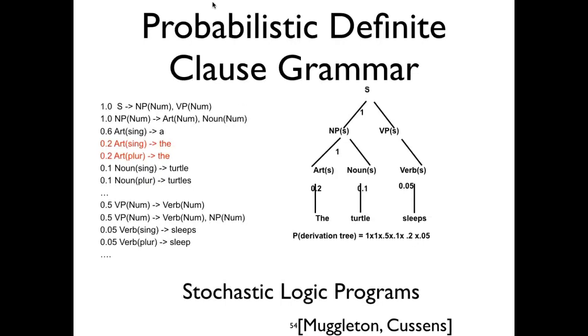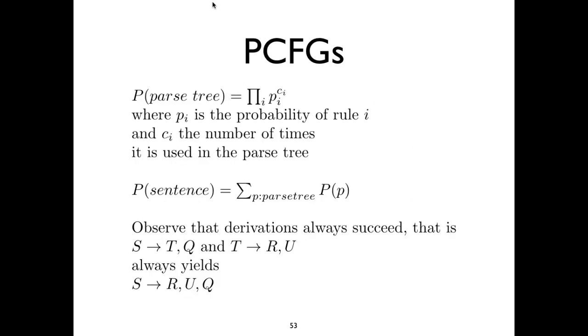Now, the interesting thing is that if you look at PCFGs, then the parse trees always succeed. What this means is that if I take a rule like S rewrites into T and Q, and T rewrites into R and U, I can always rewrite it in this form. If you do proofs in Prolog or in first-order logic, it can be that there are arguments to that, and that unification makes this fail, actually.